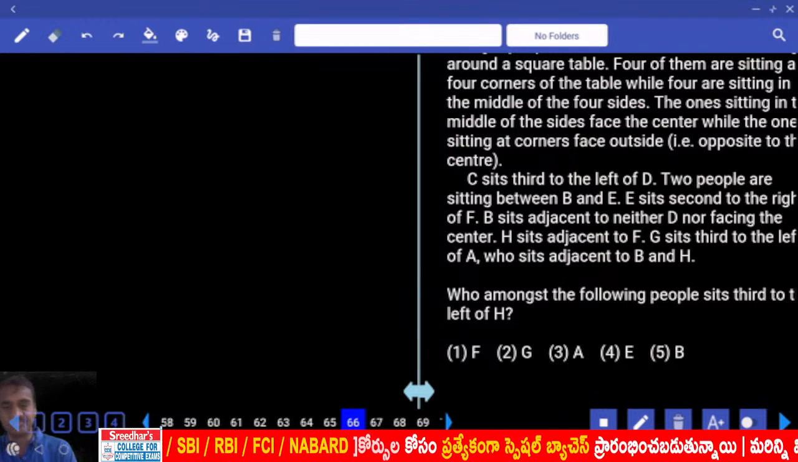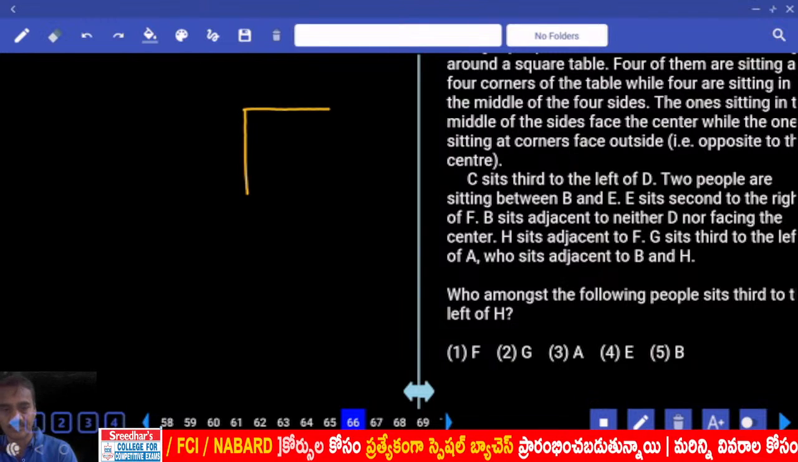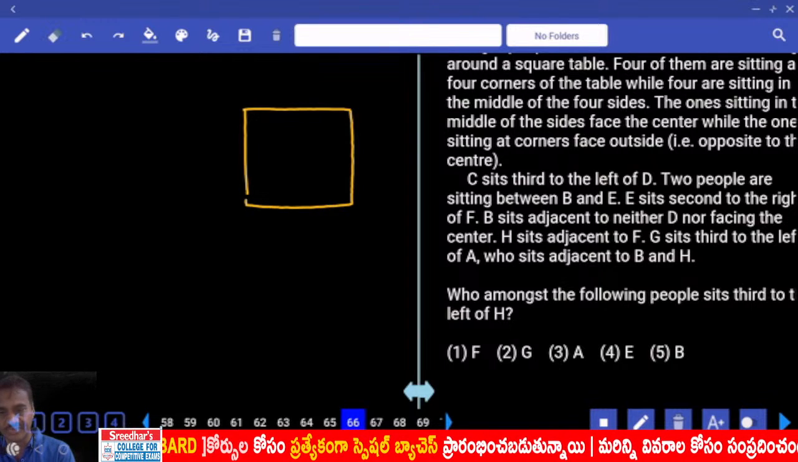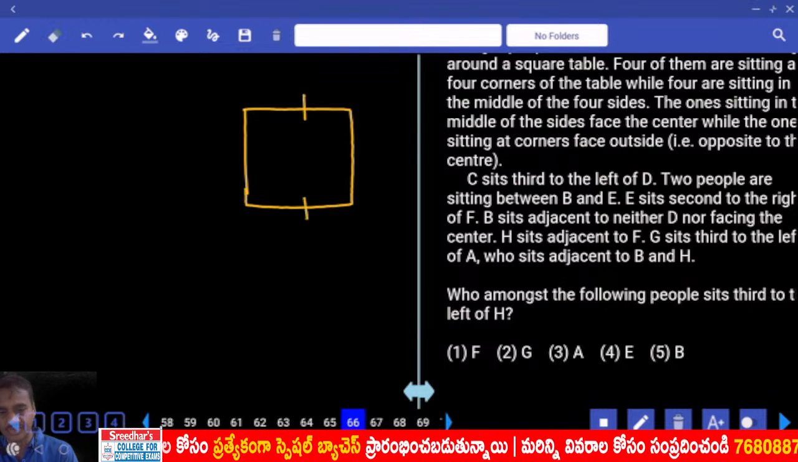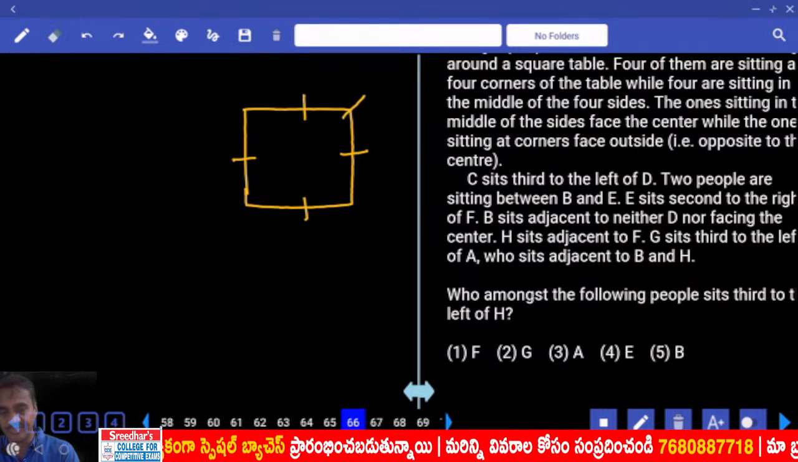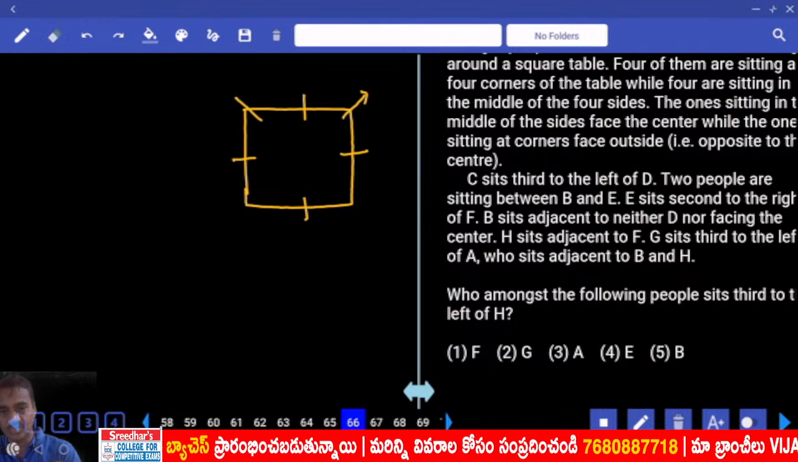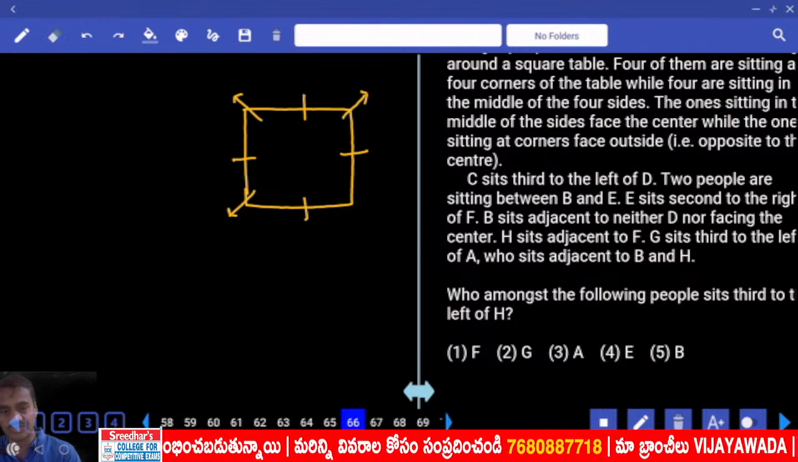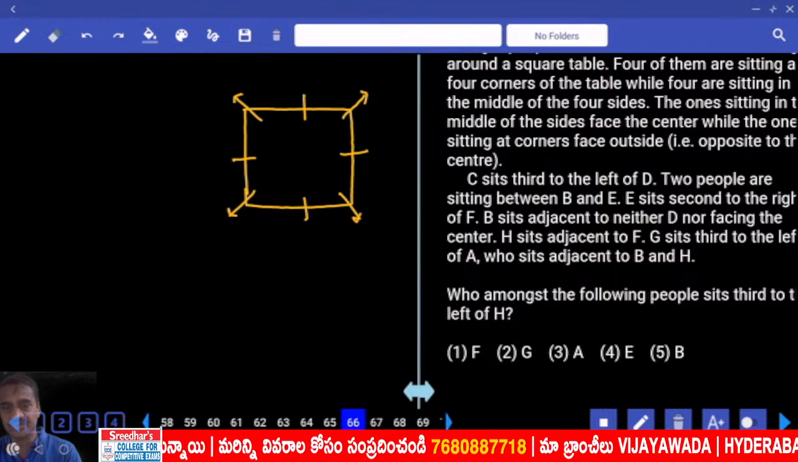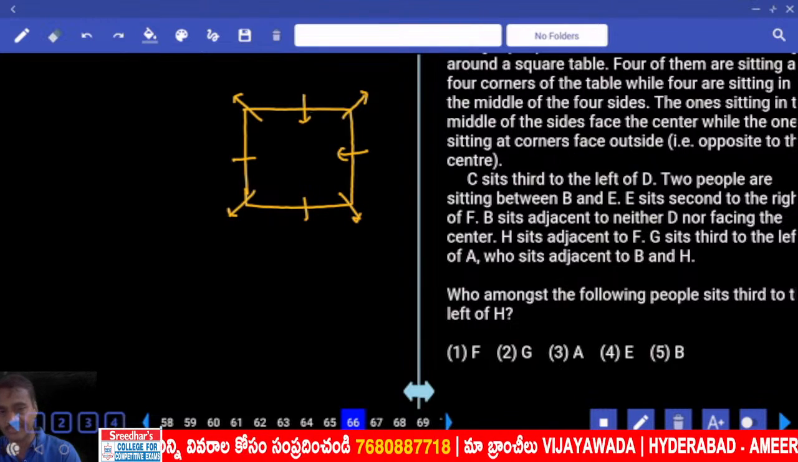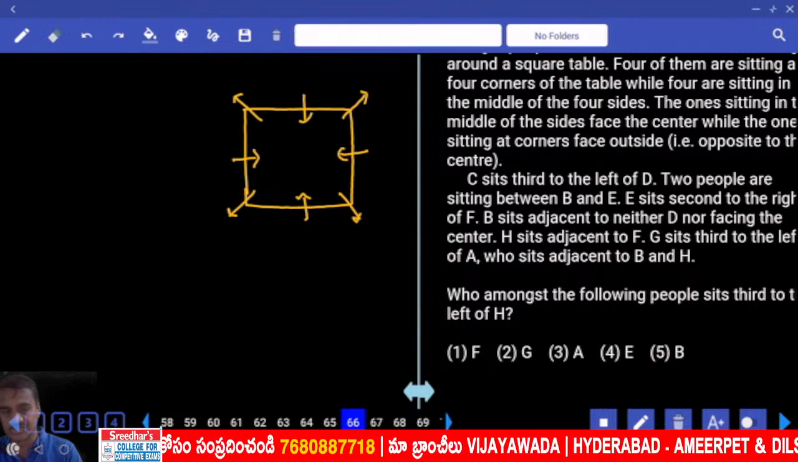There are 8 persons seated around a square table, 4 at the centers and 4 at the corners. The persons who are at the corners are facing away from the center, and those who are sitting at the centers are facing towards the center. Note the information: corners are away from the center and centers are facing towards the center.